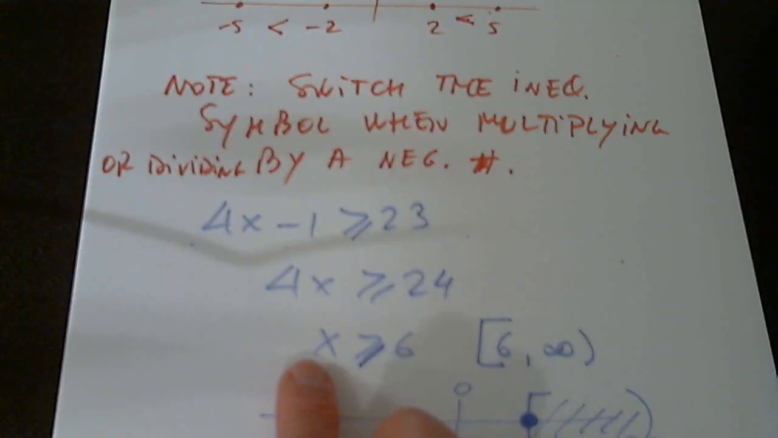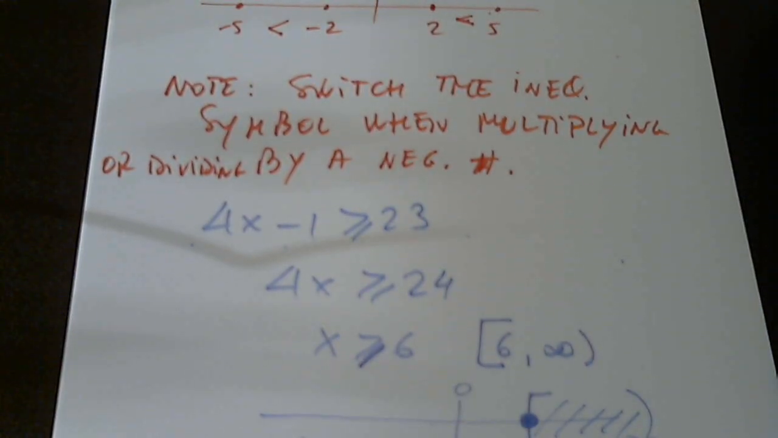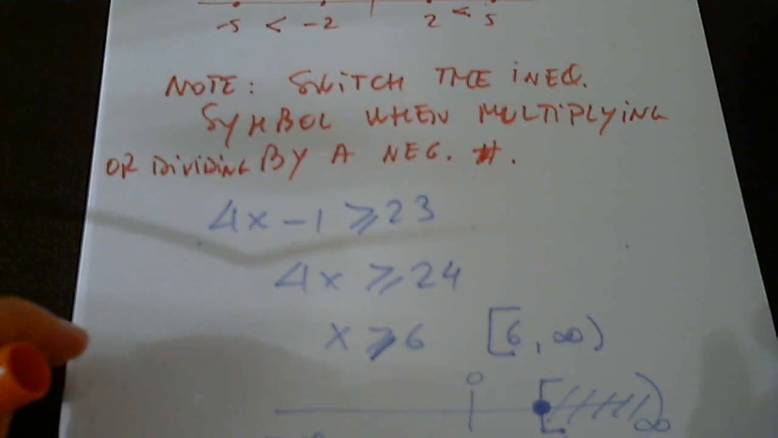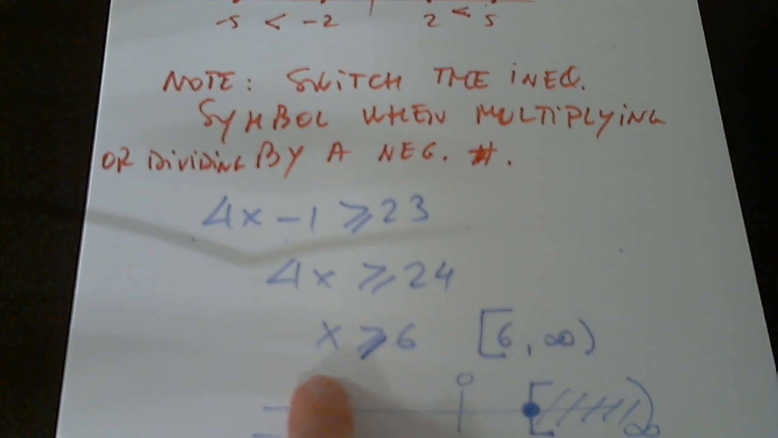So in other words, if you choose any number from 6 to the right, the inequality is true. If you choose a number from negative infinity to 6 without 6, that will not be true. Because negative 1 is not greater than or equal to 6. But if I choose 10, 10 is greater than or equal to 6. That's all there is to it.